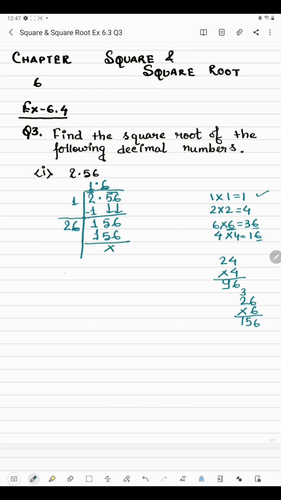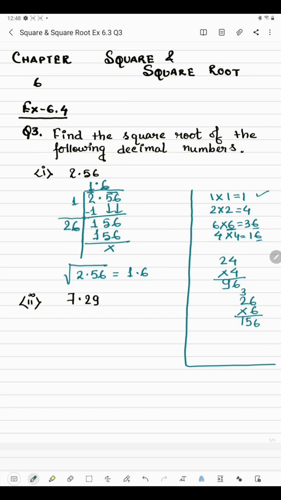So the square root of 2.56 will be 1.6. Now in the next number we have 7.29. Again we will make a pair of it. So here we will have one pair and here we will have one pair. So we will have to put a bar here. Now what should we take here?